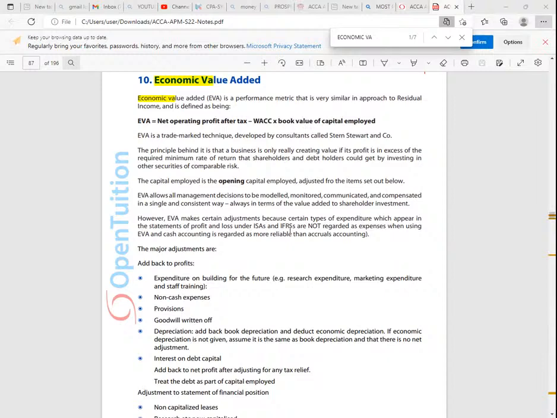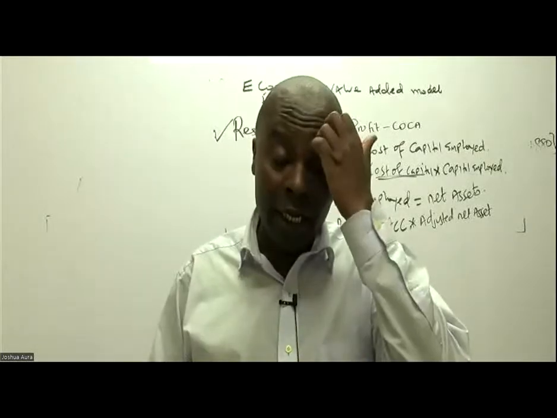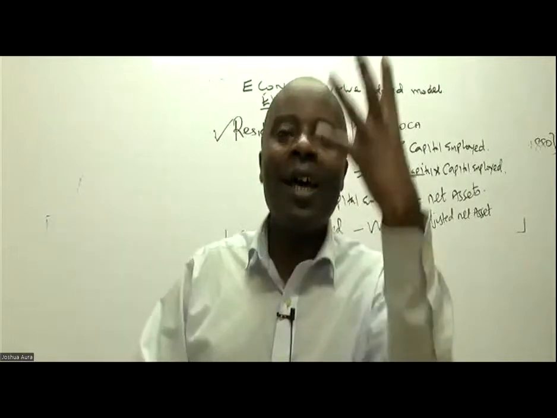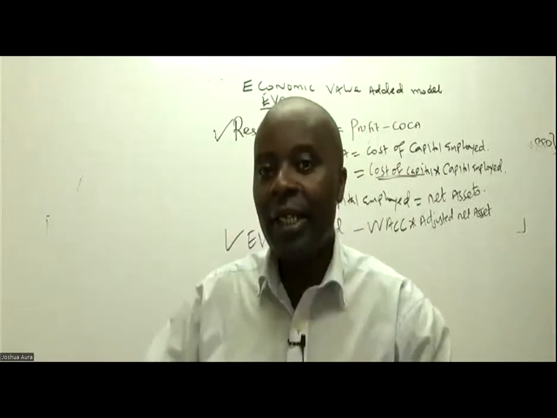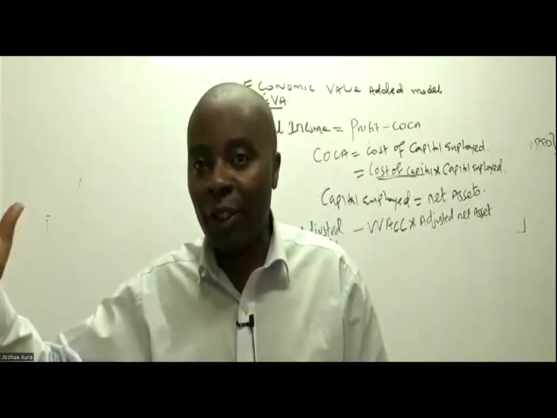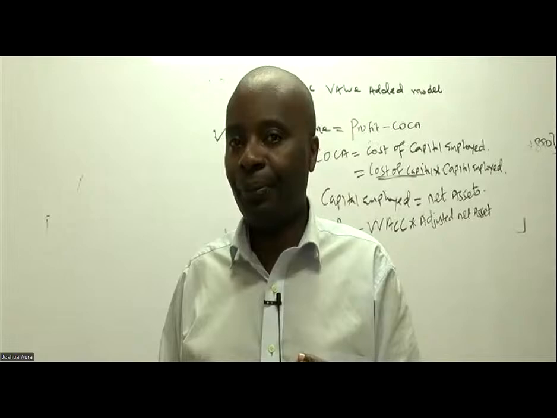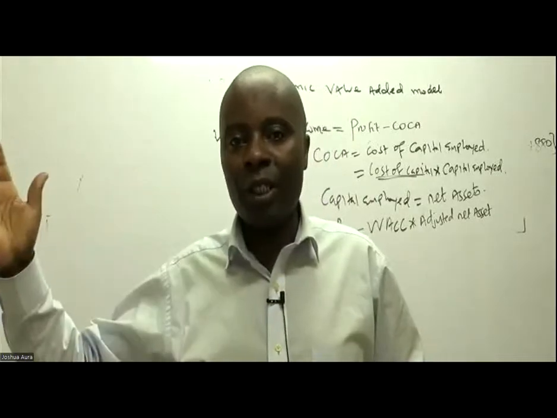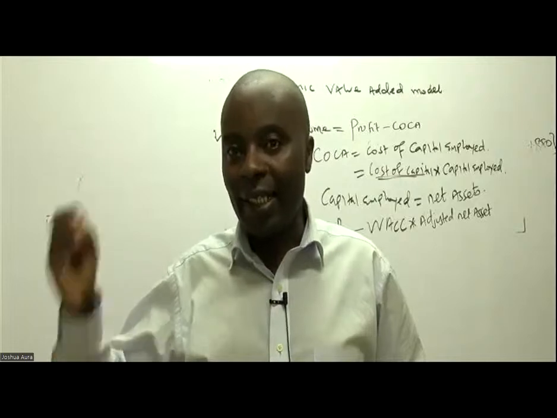And cash accounting is regarded as more reliable than accruals accounting. It becomes a bit complicated, but we'll be able to understand this. The major adjustments are like this: add back to profits expenditure on building for the future, e.g. research expenditure, marketing expenditure, and staff training. Those expenses, ladies and gentlemen, should never ever be expensed. What we are told is that whenever you incur an expenditure that has future economic benefits, remove it from the income statement and take it to the balance sheet as an intangible asset.